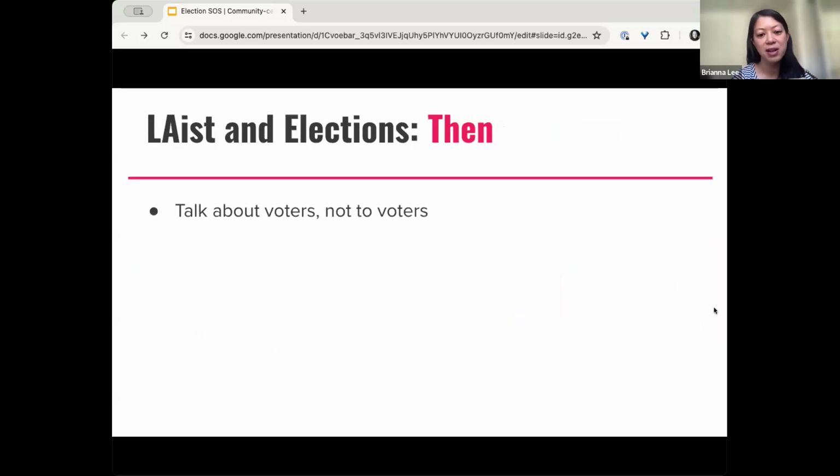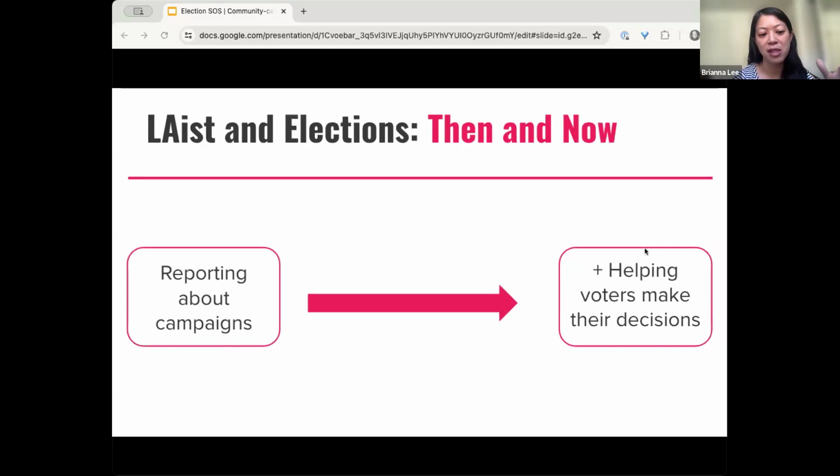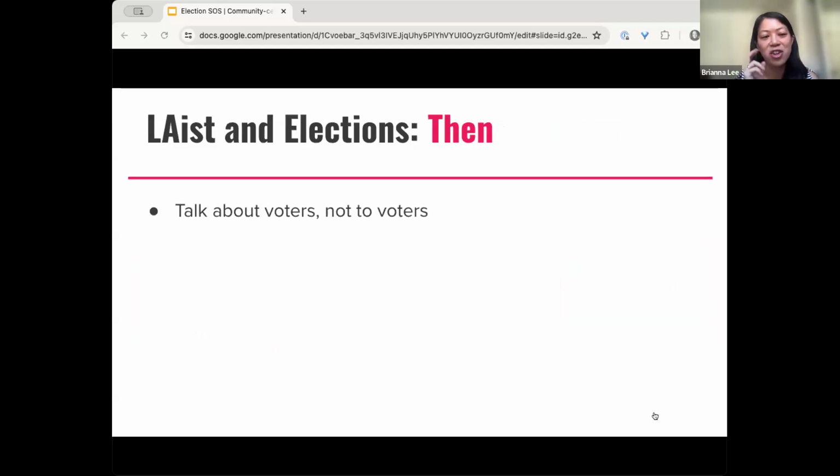So it helps to talk first about what we used to think about elections. How we used to think about the elections and our general approach. Some of these might look familiar because it's a very traditional way of thinking about elections, and many newsrooms thought about it then, and many still do right now.